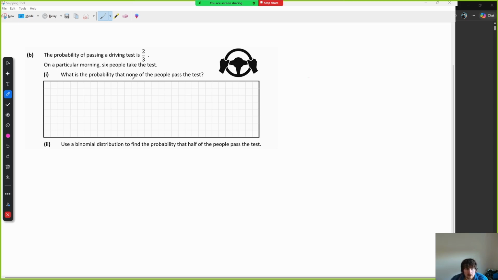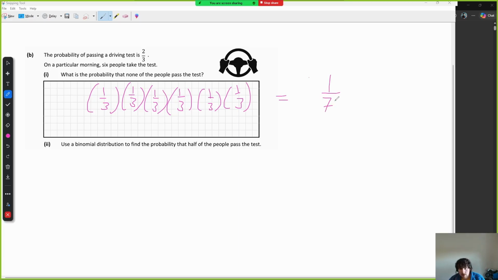So this is easy enough. Probability that none of the people pass the test. That's just 1/3 times 1/3 times 1/3, and you know what's going on here. It's basically 1/3 to the power of 6. So why are we multiplying? Because this person has to fail the test, and this person has to fail the test, and this person has to fail the test. So when we have the word "and" in our statement, it means multiply. So let me get my calculator for this. 1/3 to the power of 6 works out as 1/729.